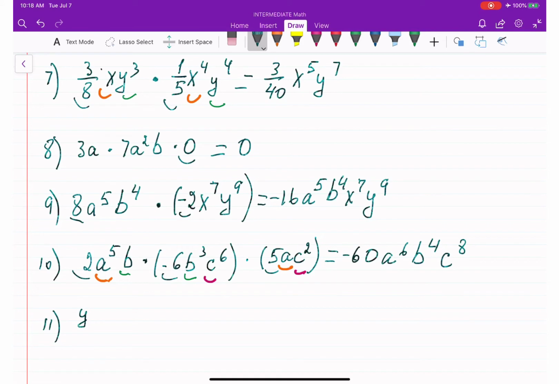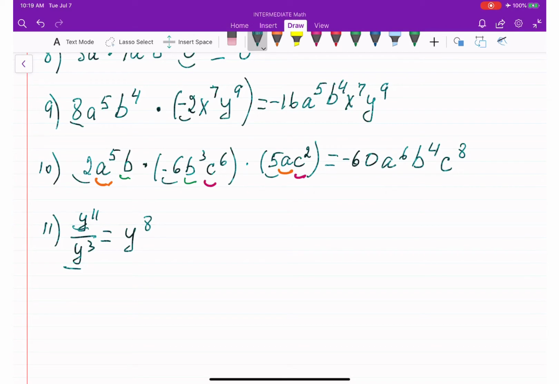y to the power 11 over y to the power 3. So when we divide with the same base, we need to subtract the exponents. So y to the power 8. Next. x to the power 14 divided by x to the power 17. Since the base is the same, we are going to subtract. We'll get x to the power negative 3, right? 14 minus 17 is negative 3.